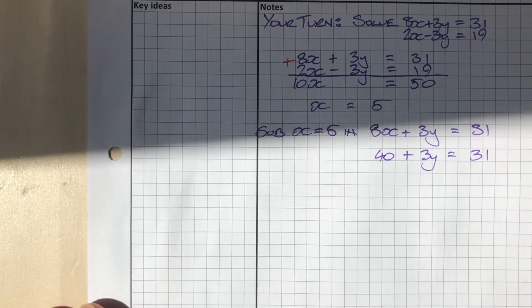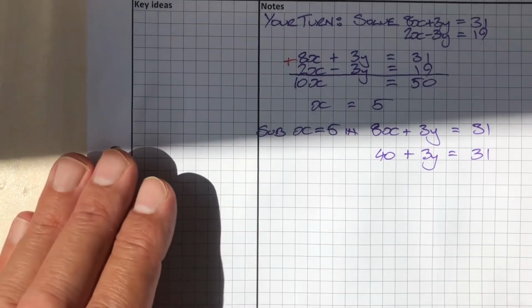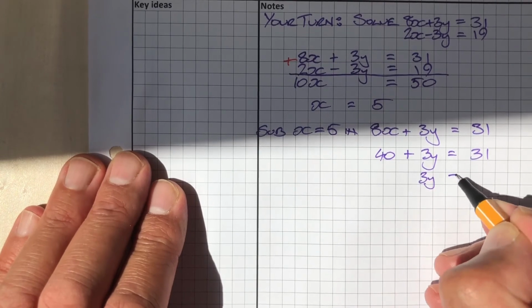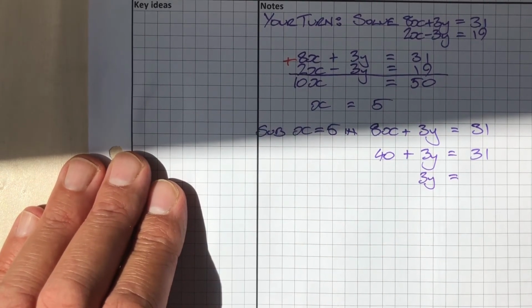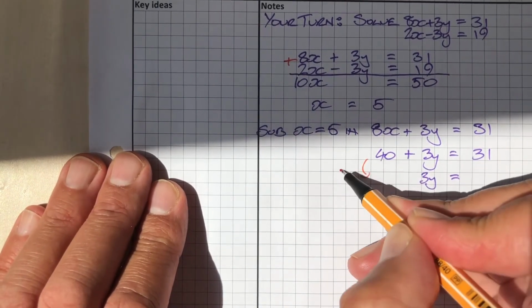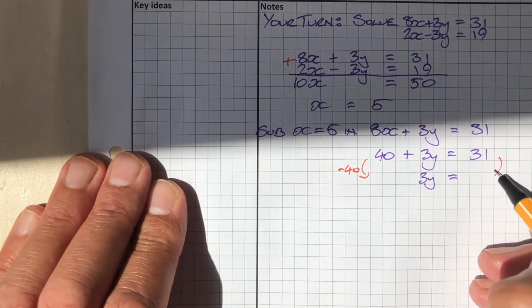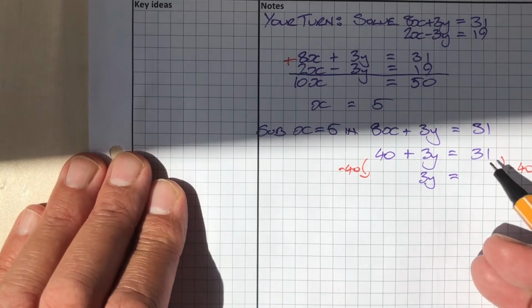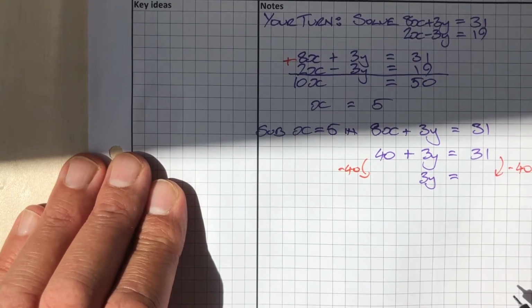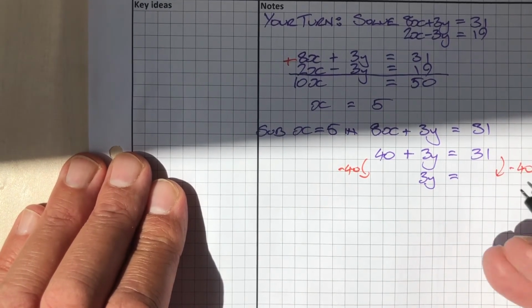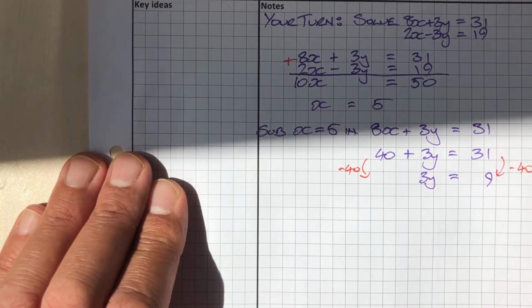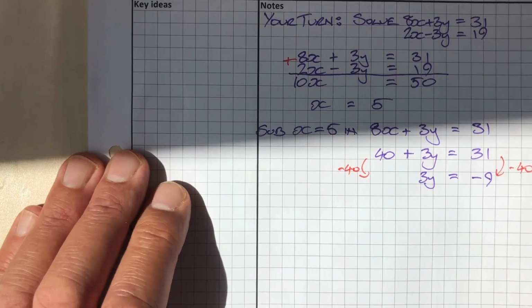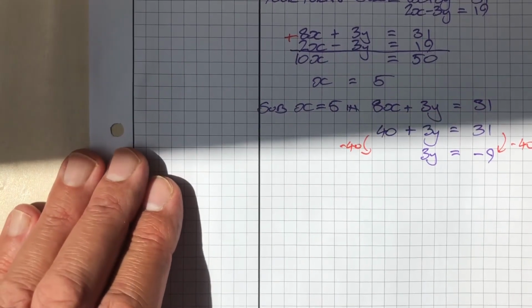My number times by 3 and add 40 makes 31. I don't want the add 40, get rid of it. Subtract 40 on both sides. I get 3y is 31 take away 40. Well, 40 take away 31 is 9. Small take away look big, gives me a negative answer. So 3y is negative 9.